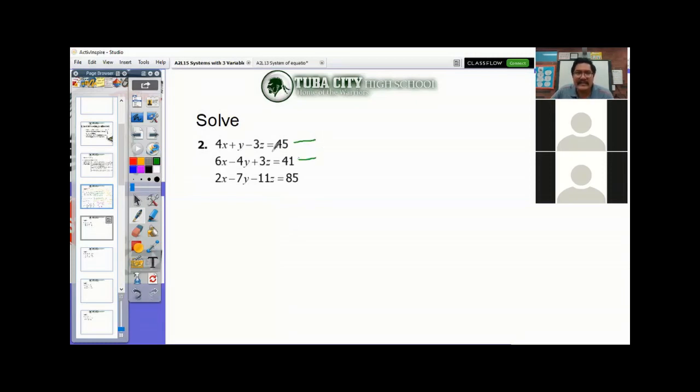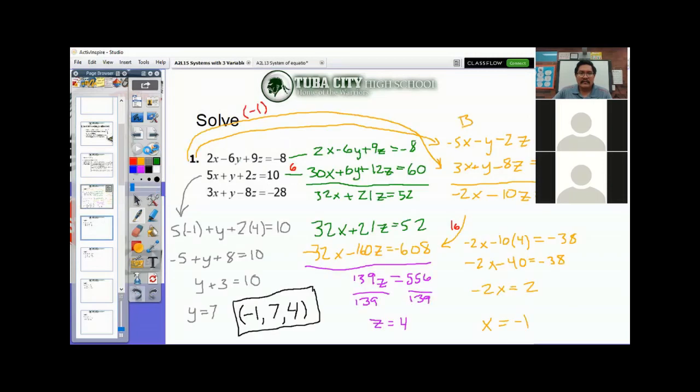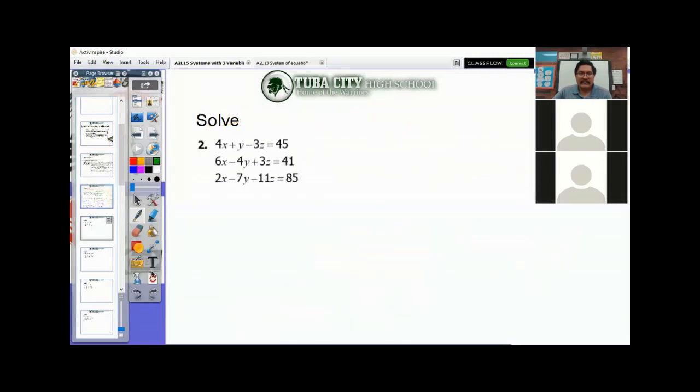So since no one said anything, I'm just going to go with Z. It's kind of an easy one because I have a pair that's already opposite of each other. So what I'm going to do is save those 2 for this side, because I'm going to have to do a little bit more work on those. So I'm going to work on the middle and bottom one together.